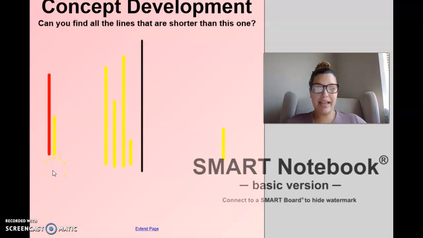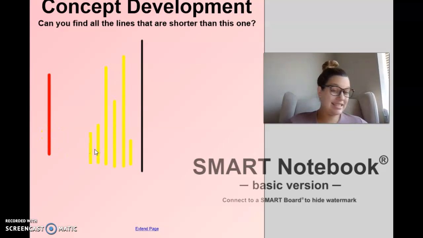Now, is our yellow line shorter than our red line? It is. Very good. See, the red line goes further. Now, is our yellow line shorter than our red line? Yes, it is. It is shorter again.